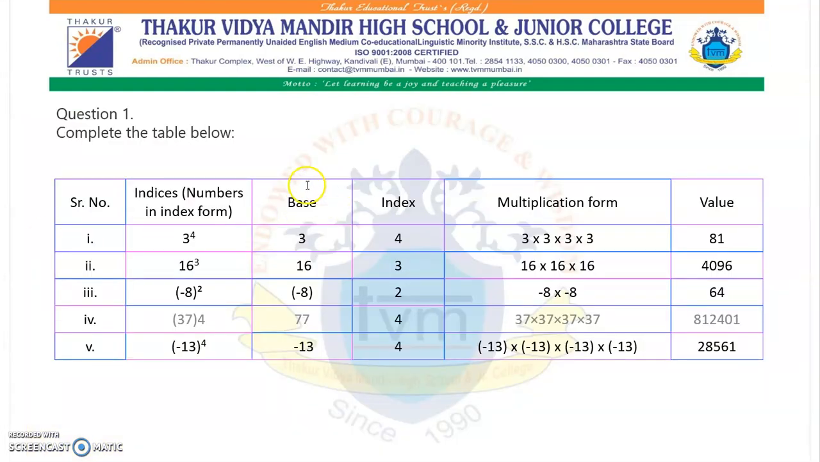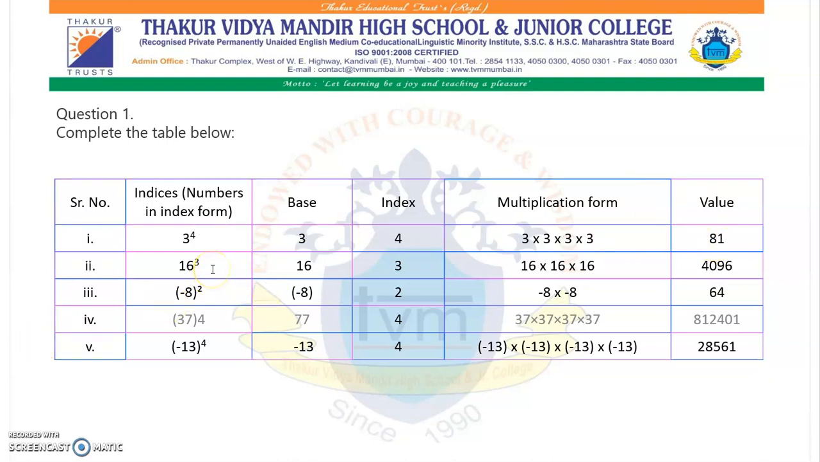Now let us see some questions. The table is given in which numbers are written in index form: 3 raised to 4. Just now we have seen in the previous slide, the power is called index and 3 is called the base. If you have to write 3 raised to 4 in multiplicative form, we will write 3 into 3 into 3 into 3. If the value is asked, then you have to multiply: 3 3s are 9, 9 3s are 27, 27 3s are 81. You will get the value of 3 raised to 4.